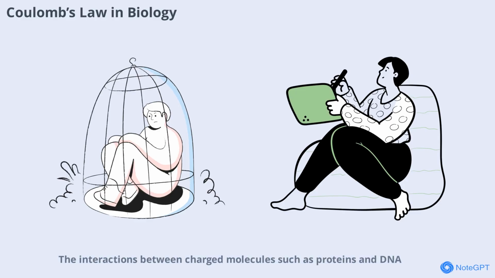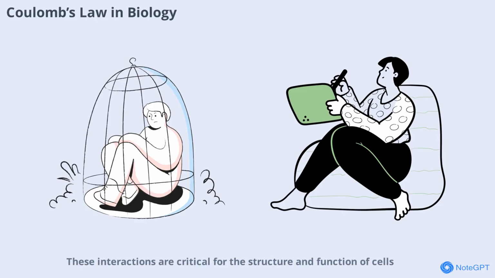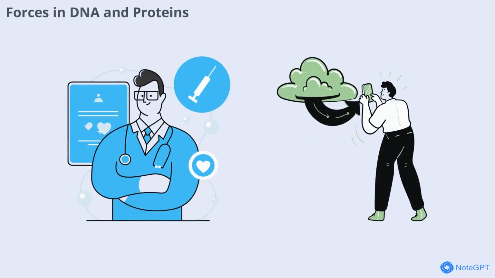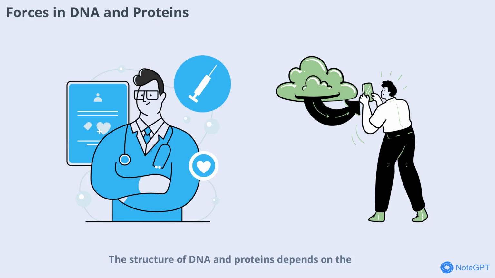The interactions between charged molecules such as proteins and DNA are governed by electrostatic forces. These interactions are critical for the structure and function of cells, influencing everything from enzyme activity to cell signaling. The structure of DNA and proteins depends on the balance of electrostatic forces between charged atoms and molecules. Coulomb's law helps explain how these complex molecules fold and interact, which is essential for understanding genetics and biochemistry.